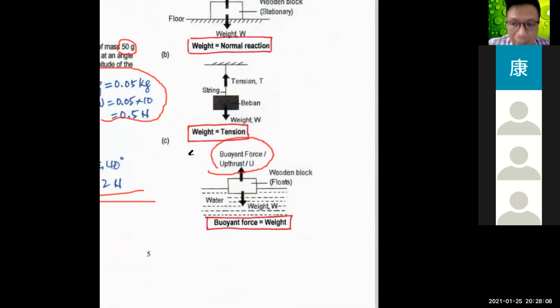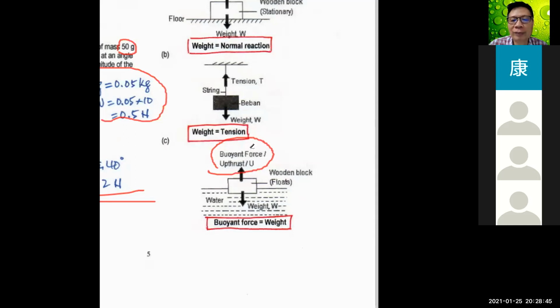This one you will learn in much more detail later on. Any object you put inside the water, automatically there will be a buoyant force. This buoyant force is always there trying to support the object, to prevent the object from sinking. It will try to make the object float. So that force is called buoyant force or upthrust force.